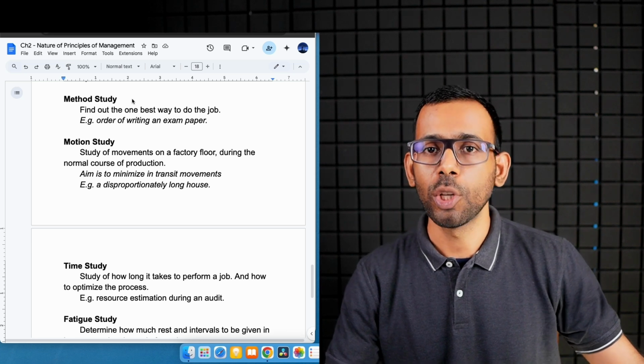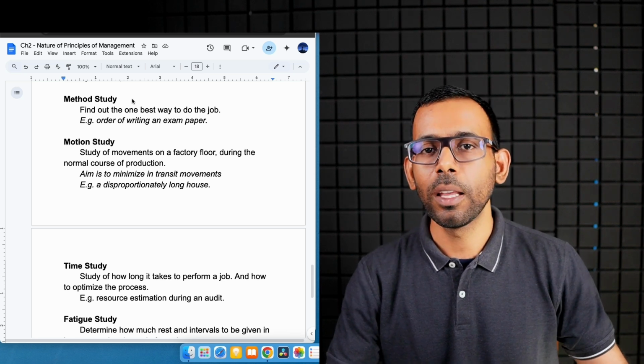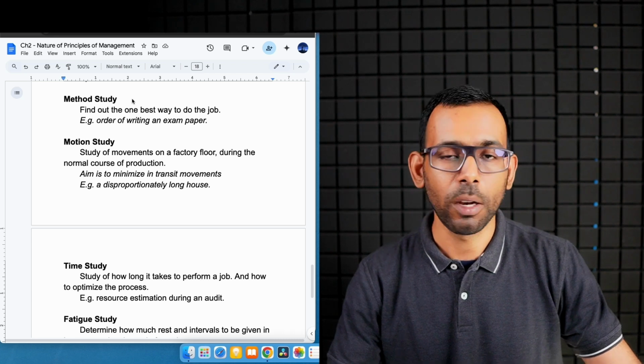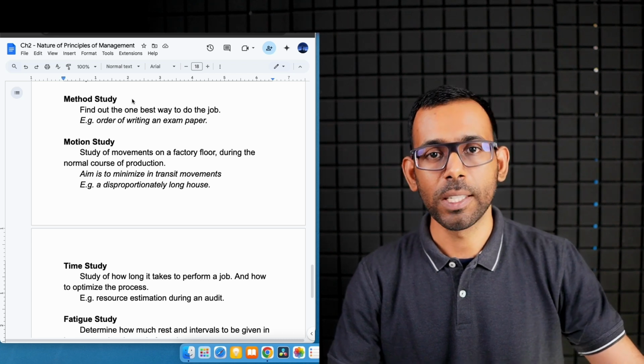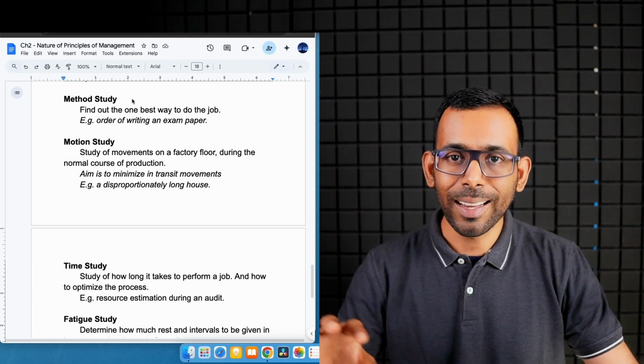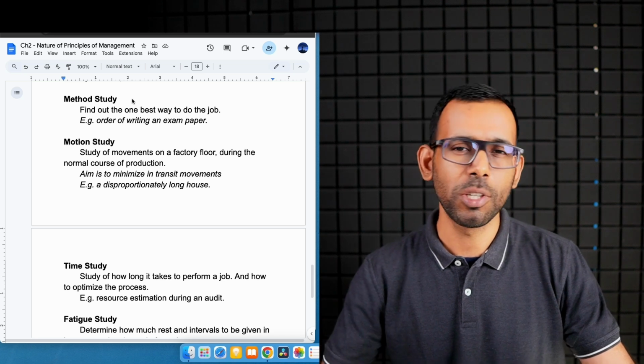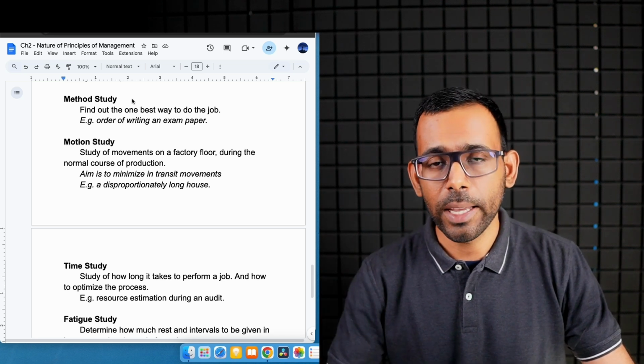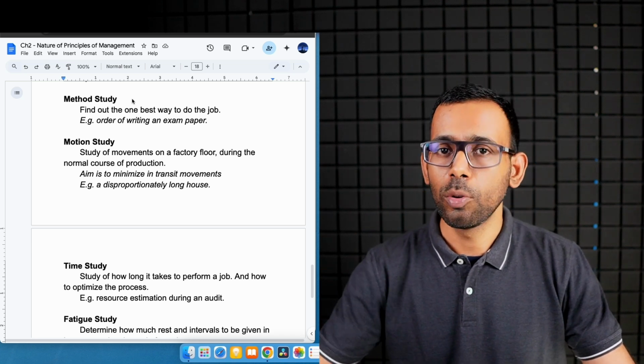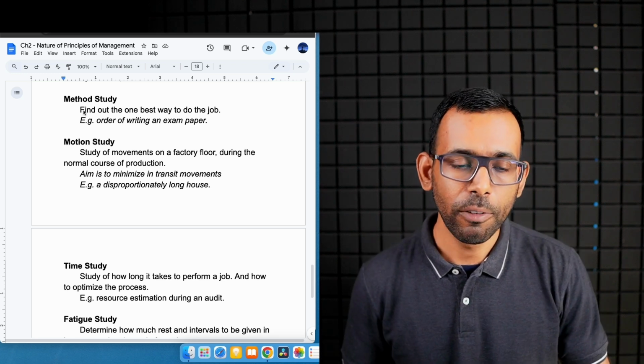So even if you run short of time, you can quickly think and come up with answers for 1 mark. You cannot do the same thing for 6 mark question. So regarding class 12, regarding class 11 examinations, even to an extent writing CA exams, this is the best way to do this. So that's the method study for you.